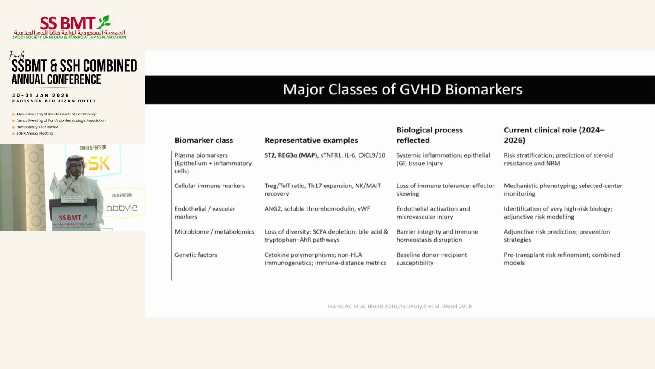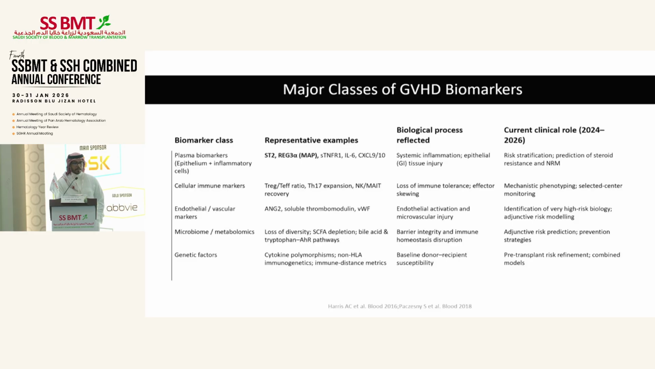And we have other plasma biomarkers under the epithelium and inflammatory cells, like the soluble tumor necrosis factor receptor alpha, interleukin 6, and CXCL9 and 10. And as I said, they reflect systemic inflammation and epithelial tissue injury, and they are currently used in the risk stratification and prediction of steroid resistance and relapse mortality.